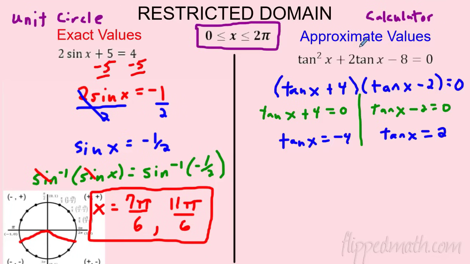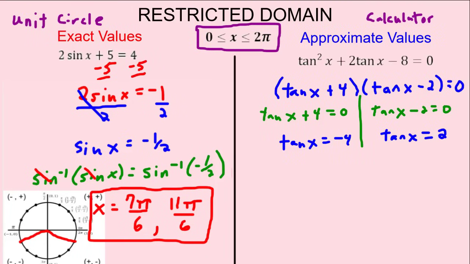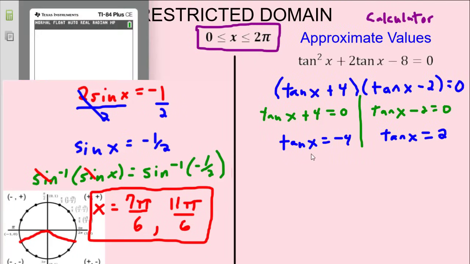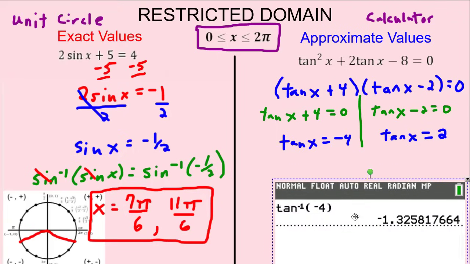These are not on the unit circle. All right, let's put these in the calculator and see what we come up with here. So I'm looking for, when does tangent equal -4? So we're going to inverse tangent that right there. So we're going to say inverse tangent of -4. And we get this -1.325 thing. So I'm just going to bring it over so we can look at it.